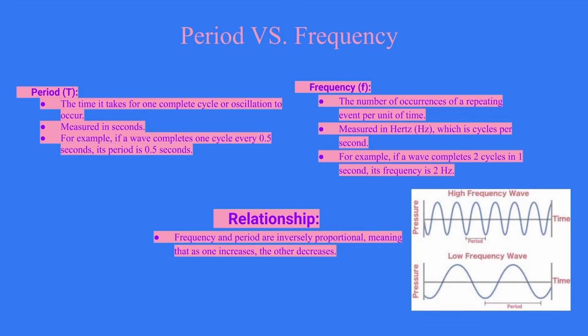The relationship between period and frequency is that they are inversely proportional, meaning that as one increases, the other decreases. If you look at the picture to the right, it shows exactly that.